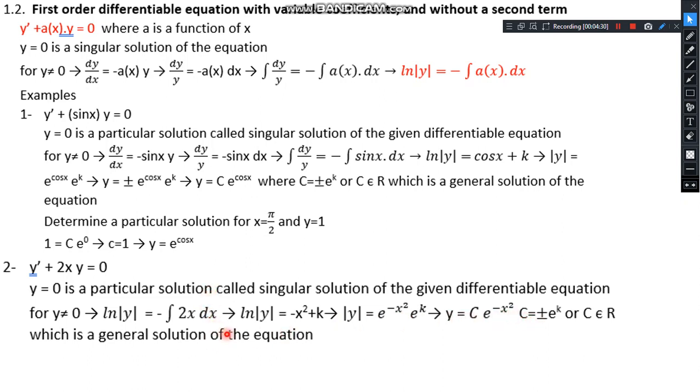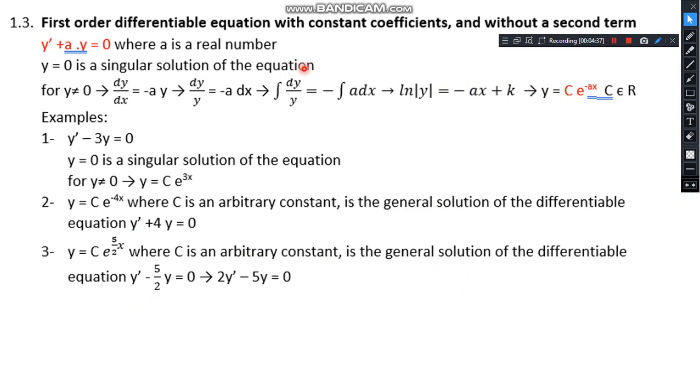This is called the general solution of the equation, and the particular solution here is y equal to 0. Another form, when you have y prime plus ay equal to 0, where the coefficient is a real number, a constant, and without a second term. So here y equal to 0 is also a singular solution. If you solve it, you put y here and you take dx up. So directly, if you solve this one, ln y in absolute value equals minus ax plus k, so y equals c e^(minus ax).